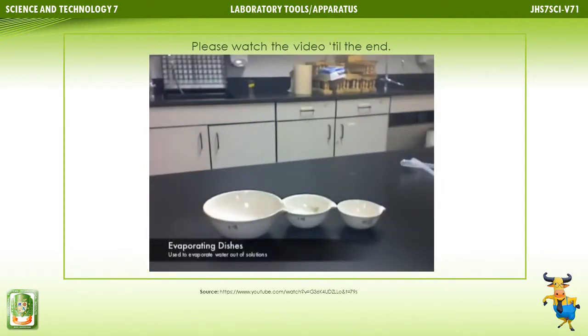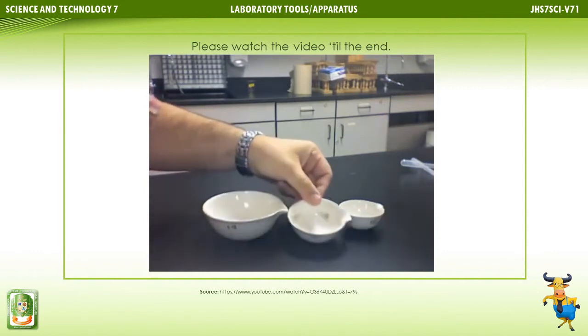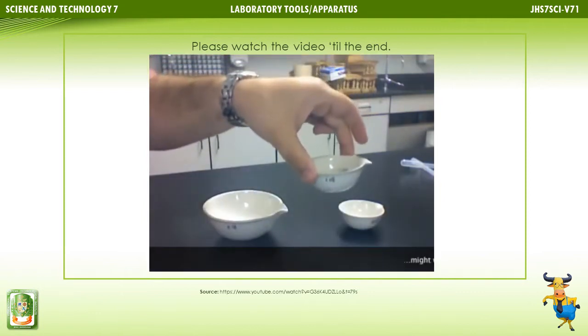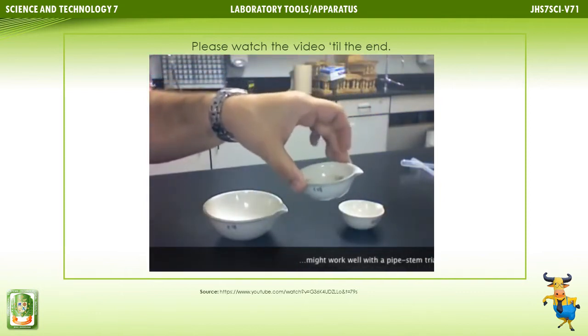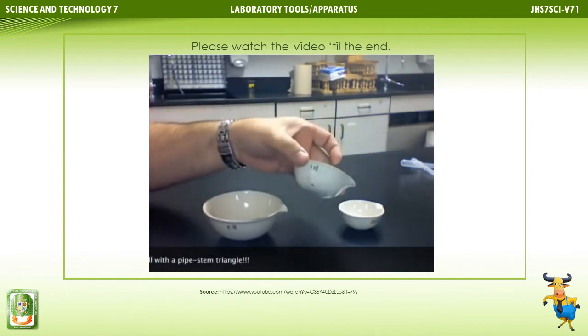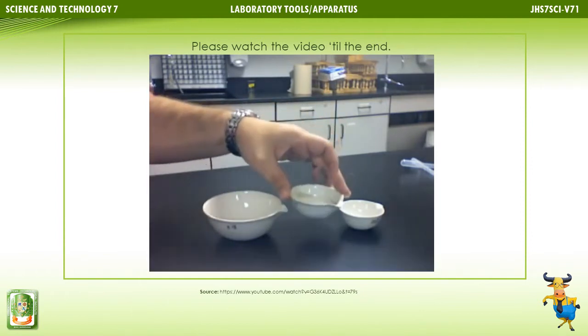These are evaporating dishes. What do you do with an evaporating dish? Well, you evaporate. What we'll do is we'll put a solution in here that has something dissolved in it. We'll put it up over the Bunsen burner, and then when we heat it up, the liquid evaporates, and what we're left with is the substance we want. So these are evaporating dishes.